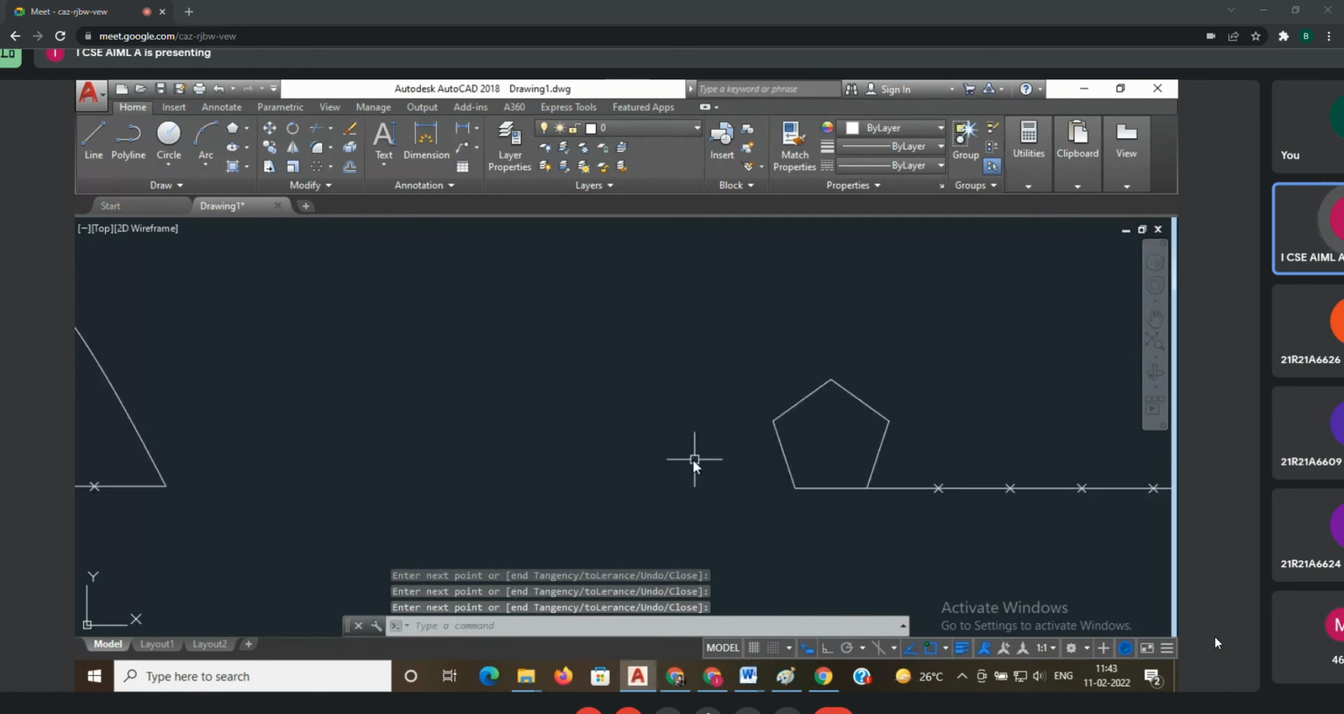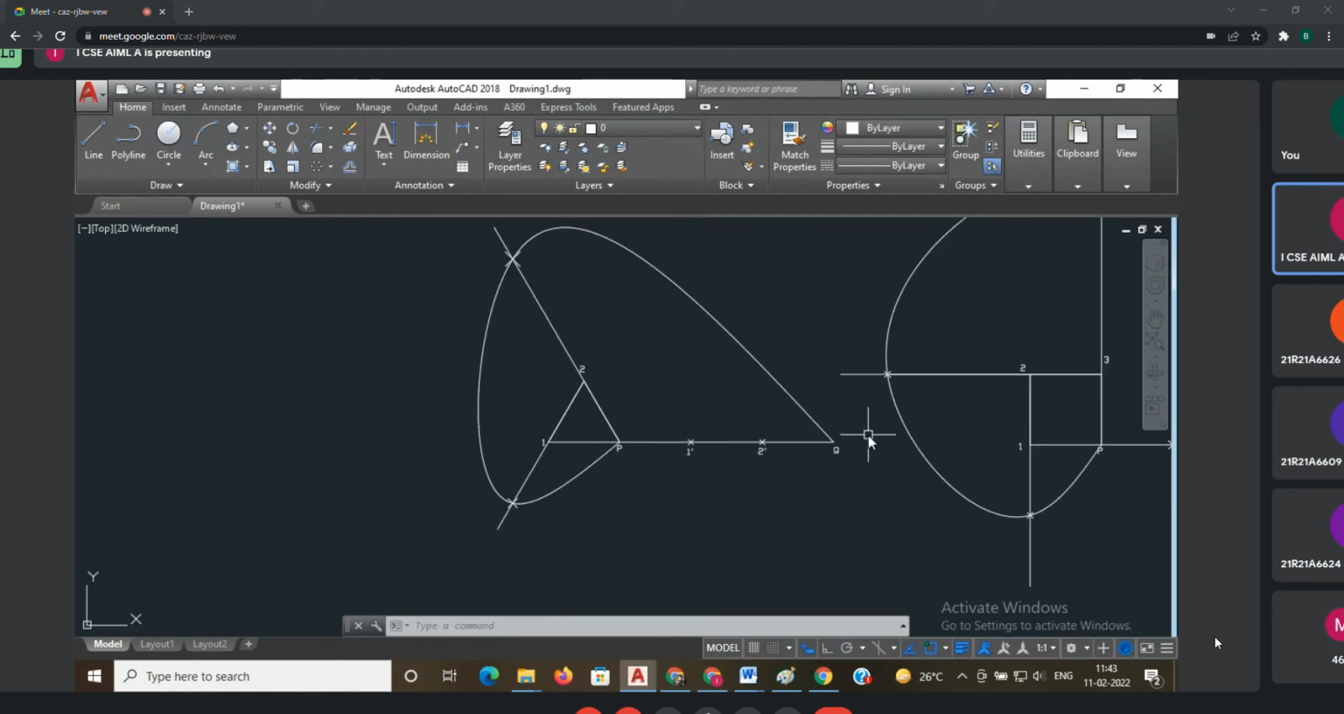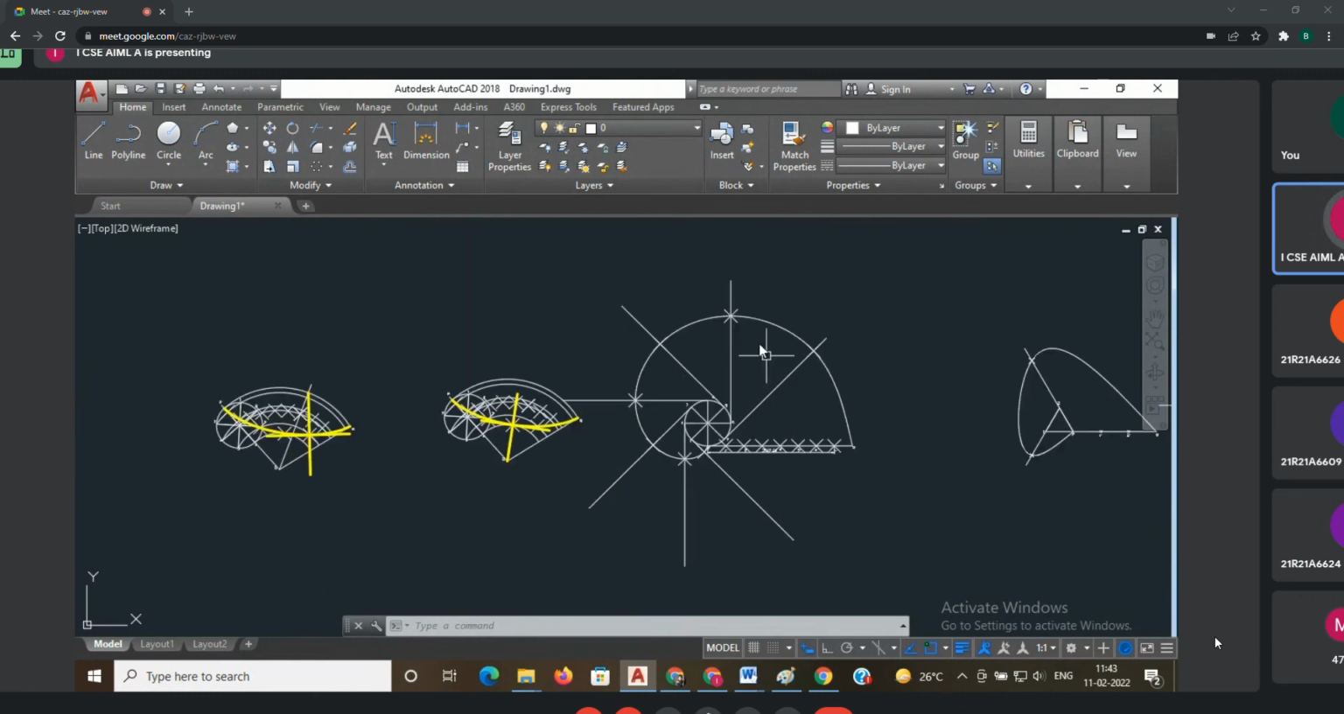It is pentagon also same. Okay. Now this is your involute for the polygon. This is involute for your circular object. Now they will ask the tangent and normal also. Sometimes they will ask tangent and normal for the involute. How to draw the tangent and normal? Same procedure you can use.